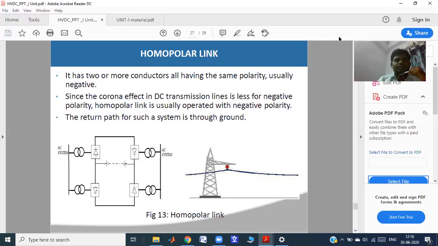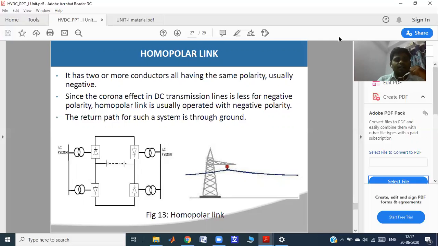Since the corona effect in a DC transmission line is less for negative polarity, a homopolar link is usually operated with negative polarity. Due to this negative polarity, the corona losses are less, and the interference to communication lines is also less. The return path for such a system is through the ground. Yes, in this type of system, ground acts as the return path.